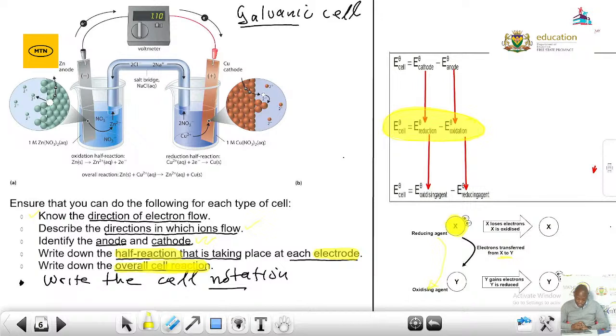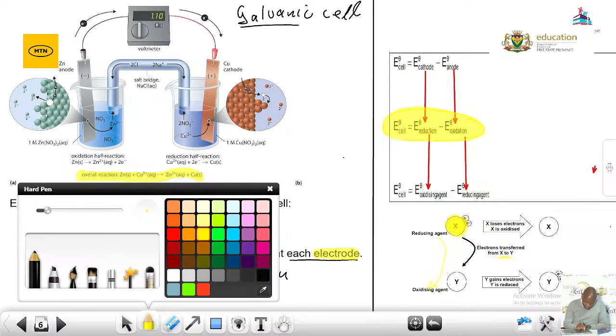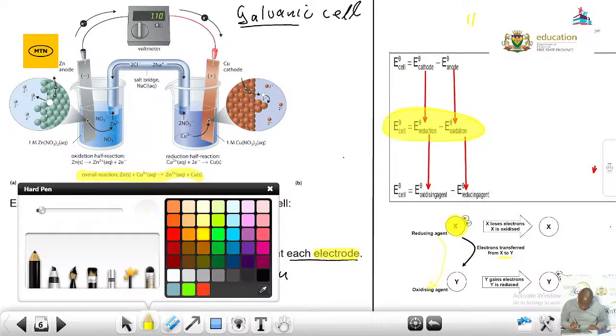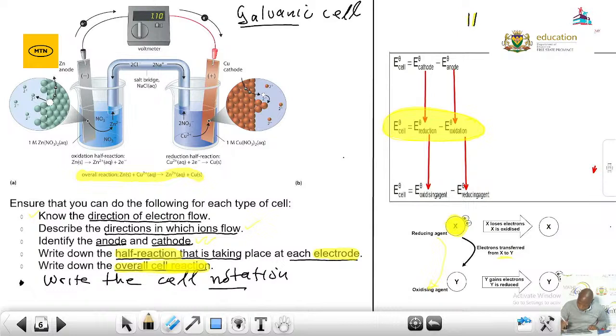For the overall cell reaction, just remember we only balance the electrons, and once we balance the electrons, everything becomes okay. Then we can write our overall cell reaction. But now with cell notation, let me write it here. We have our salt bridge, and everything on this side with the phase border will be from our reduction, and the phase border, and everything on this side will be from our oxidation.